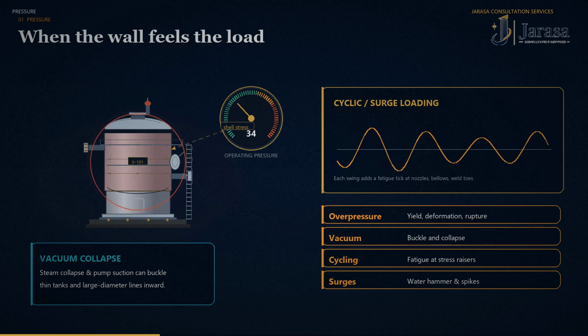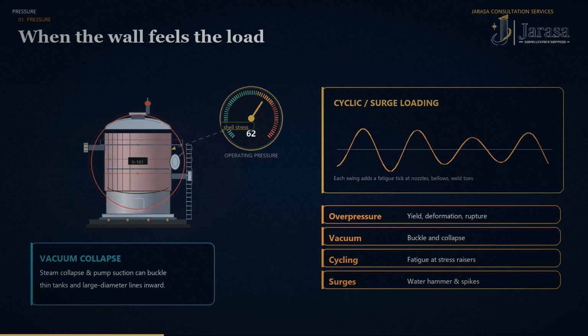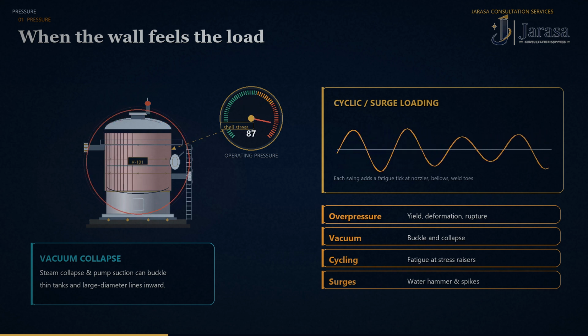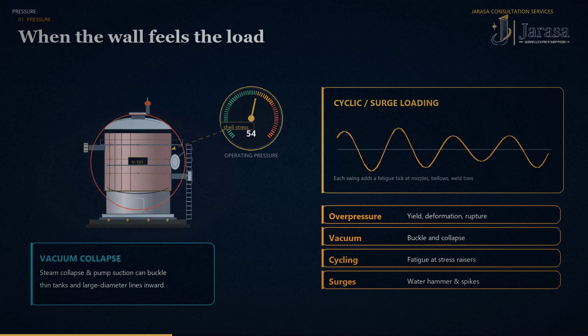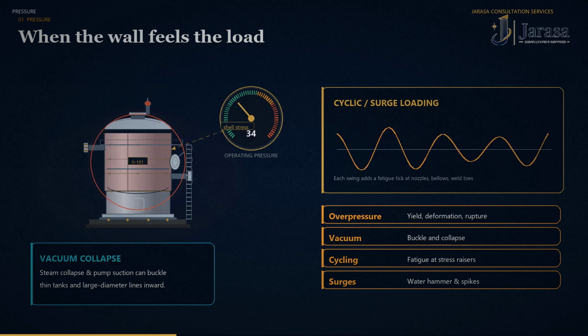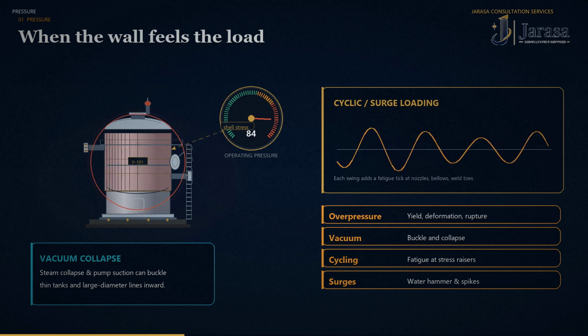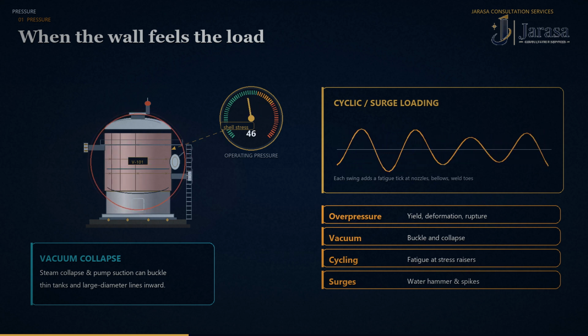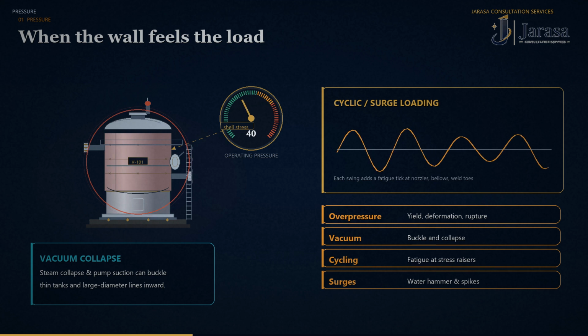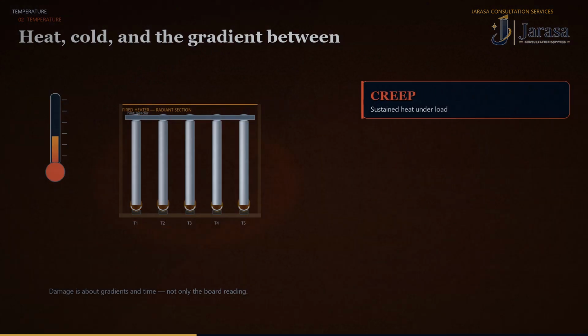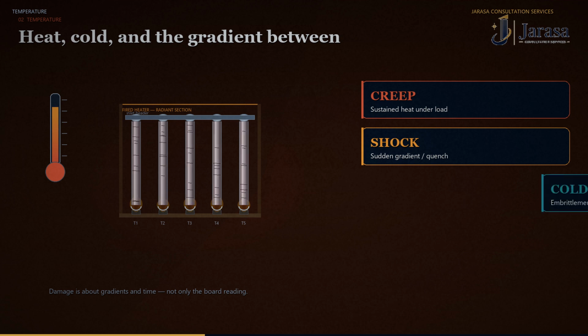Now, temperature. Heat isn't one problem, it's several. Sustained high-temperature underload is the creep story. The metal slowly stretches even below yield, and fired heater tubes, reformer pigtails, and hot wall reactors are classic victims. Thermal shock is the opposite end: cold feed into a hot line, or quench water on a hot surface, and that gradient can crack brittle materials in a single event.